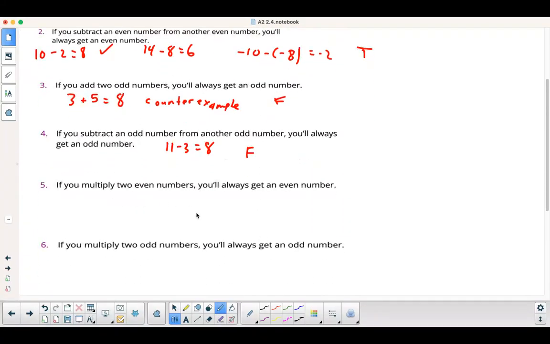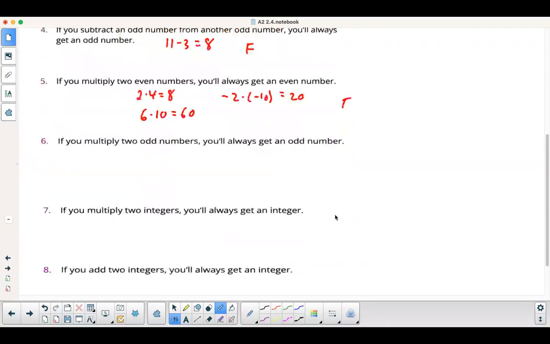If you multiply two even numbers, you'll always get an even number. 2 times 4 is 8. 6 times 10 is 60. Negatives aren't really going to change anything. So this one looks to be true, I think. We didn't prove it, but we have a strong hunch that it is.